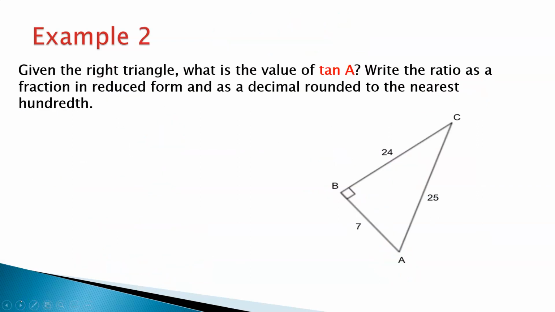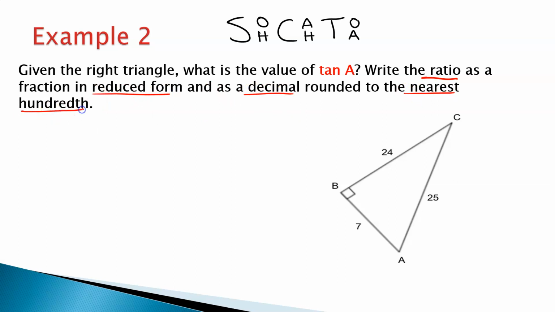All right, moving on. Given the right triangle, what is the value of tangent of A? So again, before I even get started, let me write Sohcahtoa. Write it down. If you're taking notes on your notebook, I would write that at the very top of every single page for this unit. So I want to find tangent of A. And again, I want to write it as a simplified fraction, let me write that as a ratio in reduced form, and I also want it as a decimal to the nearest hundredth.